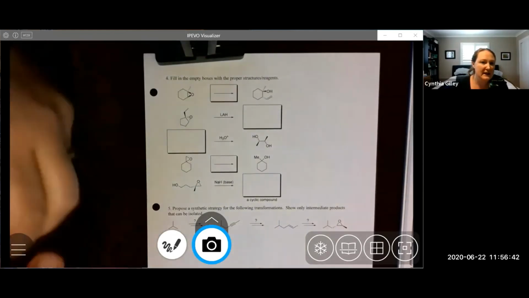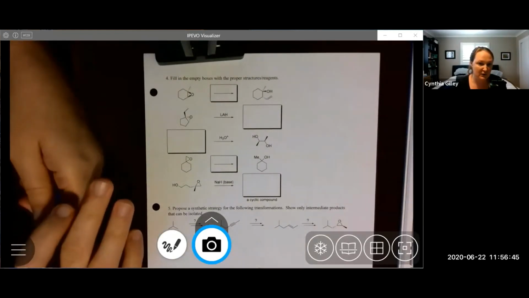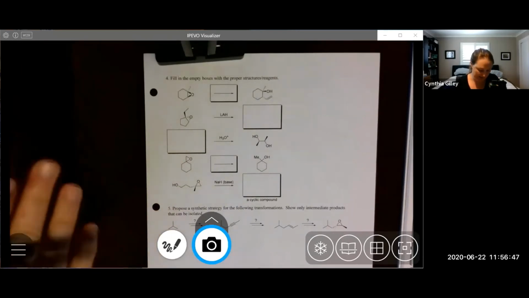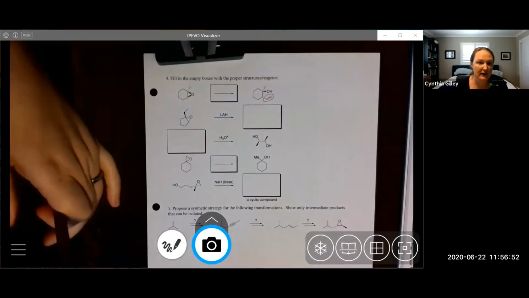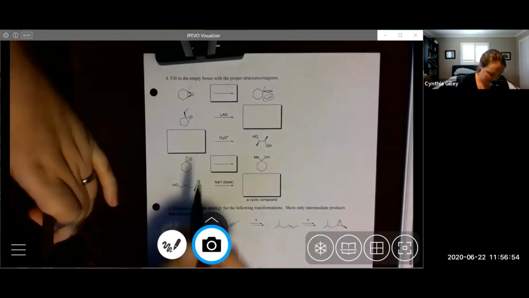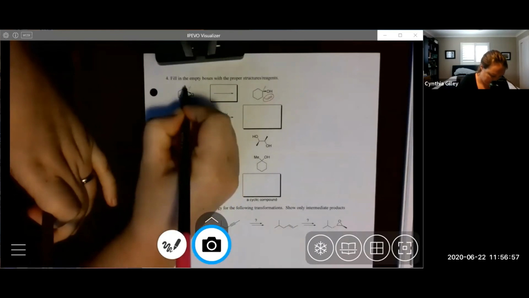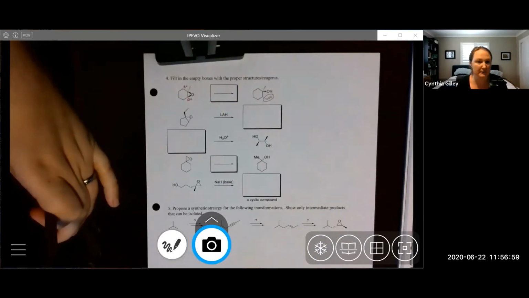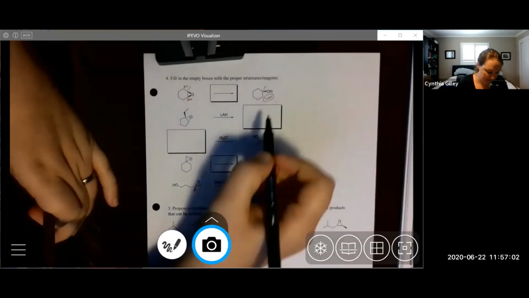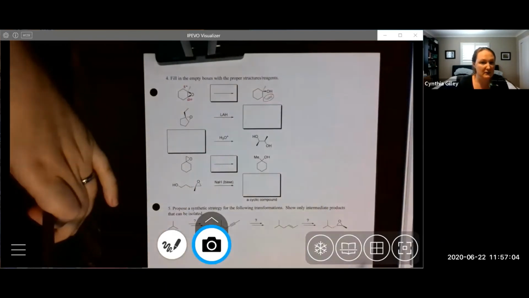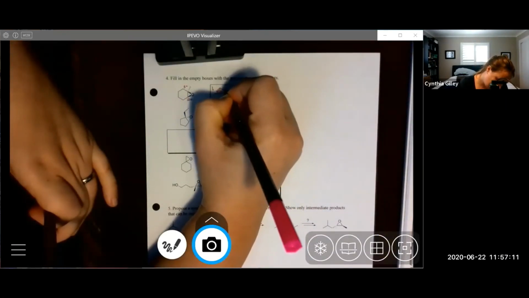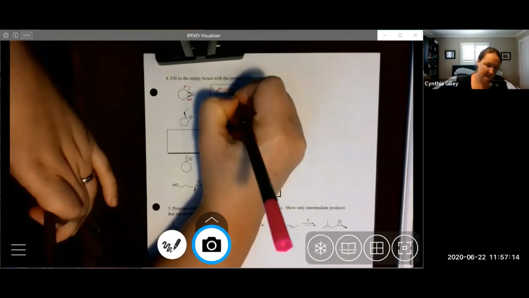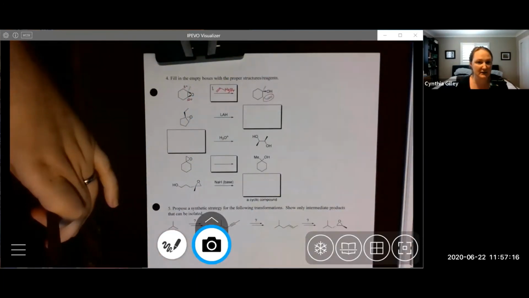All right, so fill in the empty boxes with the proper structure or reagents. We have an epoxide here. It looks like we're adding in this nucleophile. And it did attack at the less substituted carbon. It's probably going to be a strong nucleophile. So because we've made this new carbon-carbon bond, we used a Grignard reagent. So the Grignard reagent would be just whatever you see getting added there. In this case, it's called a vinyl.